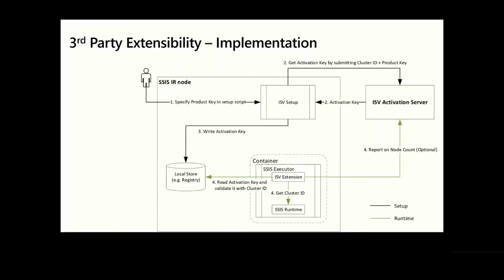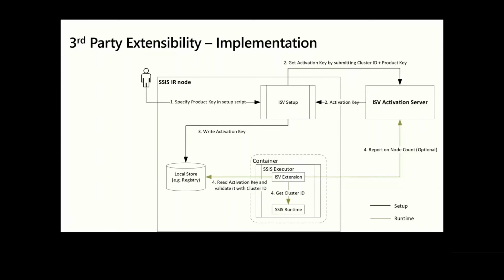After receiving the activation key, the custom setup script will locally store it, for example, in a registry, and install the associated files on each node of his SSIS IR. This is the license binding process.